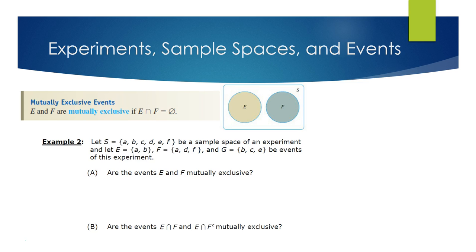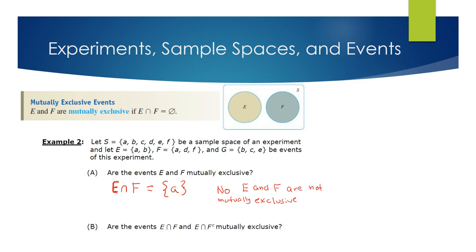Okay, so are E and F mutually exclusive? Well, from the previous example, we had figured out what the intersection of E and F was, and that was A. And A is not an empty set. So there is an intersection between them, and because of that, they are not mutually exclusive.